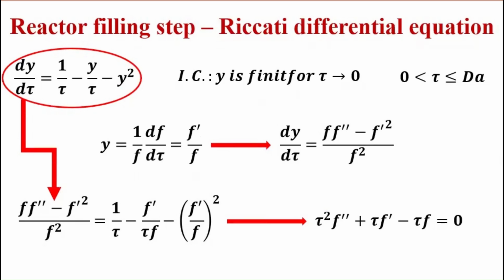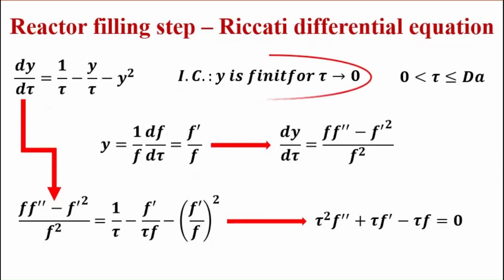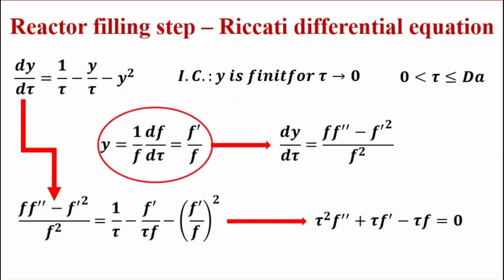However, a second-order differential equation requires two initial conditions, whereas only one initial condition is directly available. The resolution of this apparent difficulty lies in the specific change of variables employed. In particular, the new variable is defined as the ratio of the derivative of a function f to the function itself, which naturally provides the additional condition required for the solution.